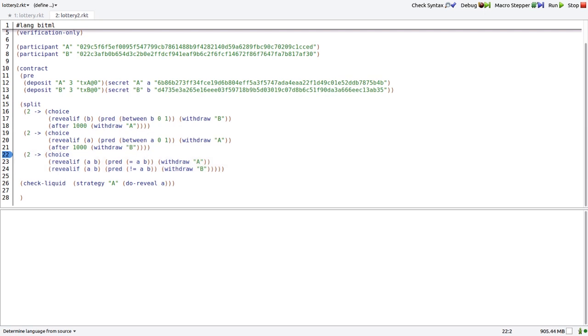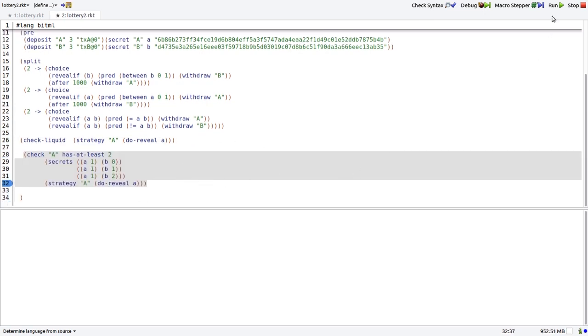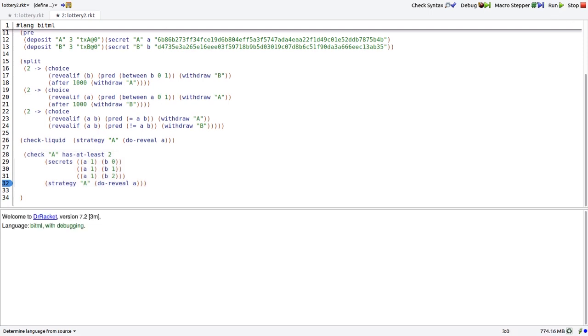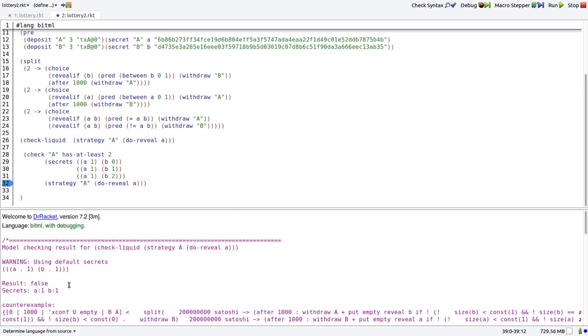Now we verify that if Alice reveals, eventually she will have at least 2 Bitcoins. More precisely, we assume that Alice chooses the secret 1, while Bob can choose either 0, 1 or 2. The verifier says that the property holds. However, the contract is still not liquid.